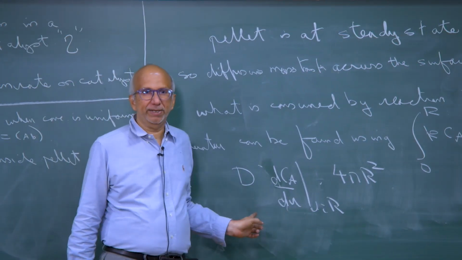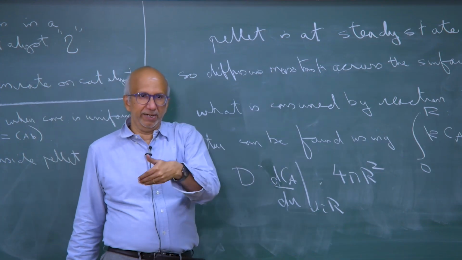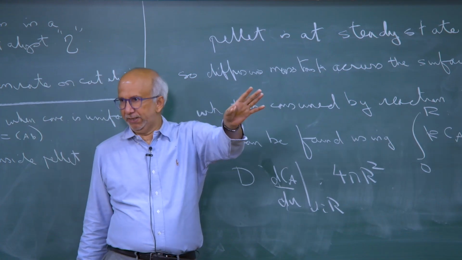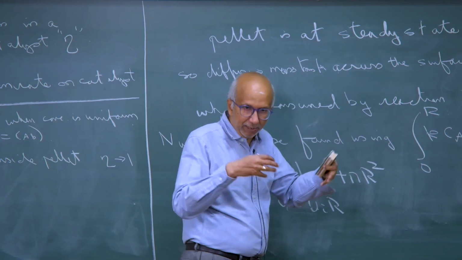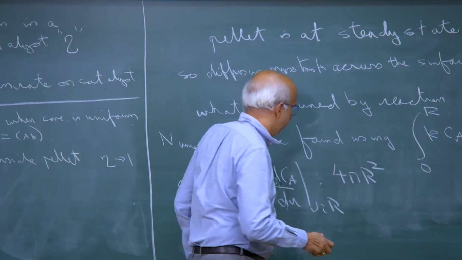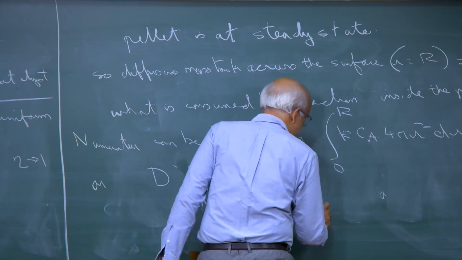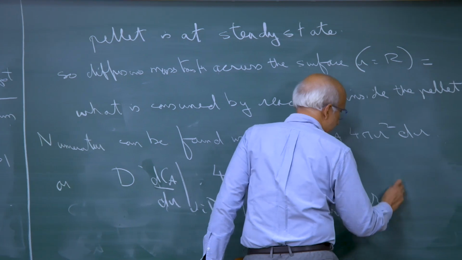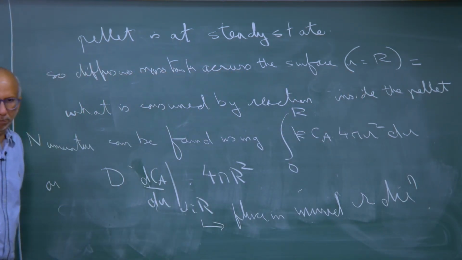Why is there no minus sign here? Because I am talking about the flux in the inward radial direction. Minus D dC/dr is the flux in the outward radial direction. This is what is coming into the pellet in the negative r direction. This is the flux in the inward r direction. That is the reason there is no negative sign, there is a plus sign.